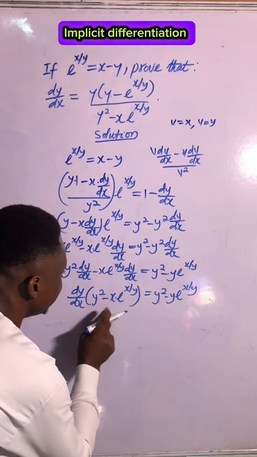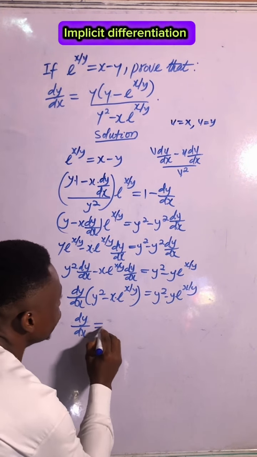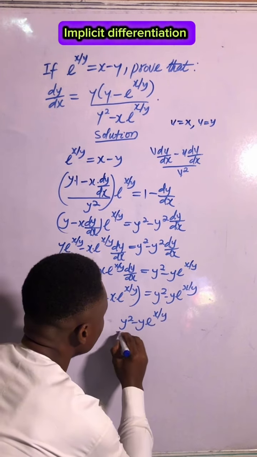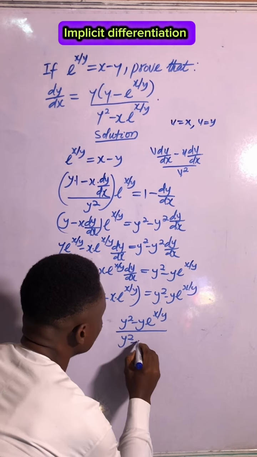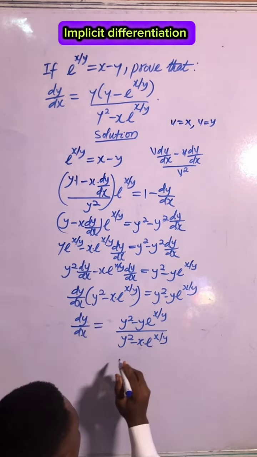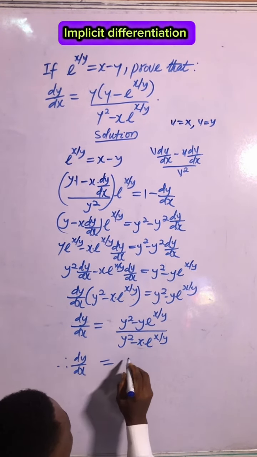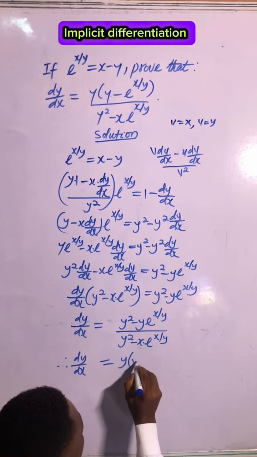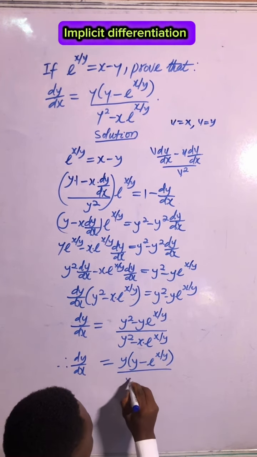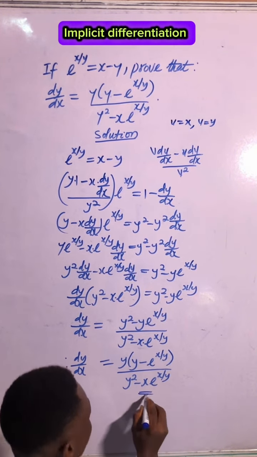Now we divide through by this so that only the dy/dx remains. We have dy/dx equal to y squared minus y dot e to the power x all over y, all over this, y squared minus x dot e to the power x all over y. So we can factorize the numerator. Therefore, dy/dx equal to y will come out, then y will remain minus e to the power x all over y, all over y squared minus x dot e to the power x all over y. And that is the proof.